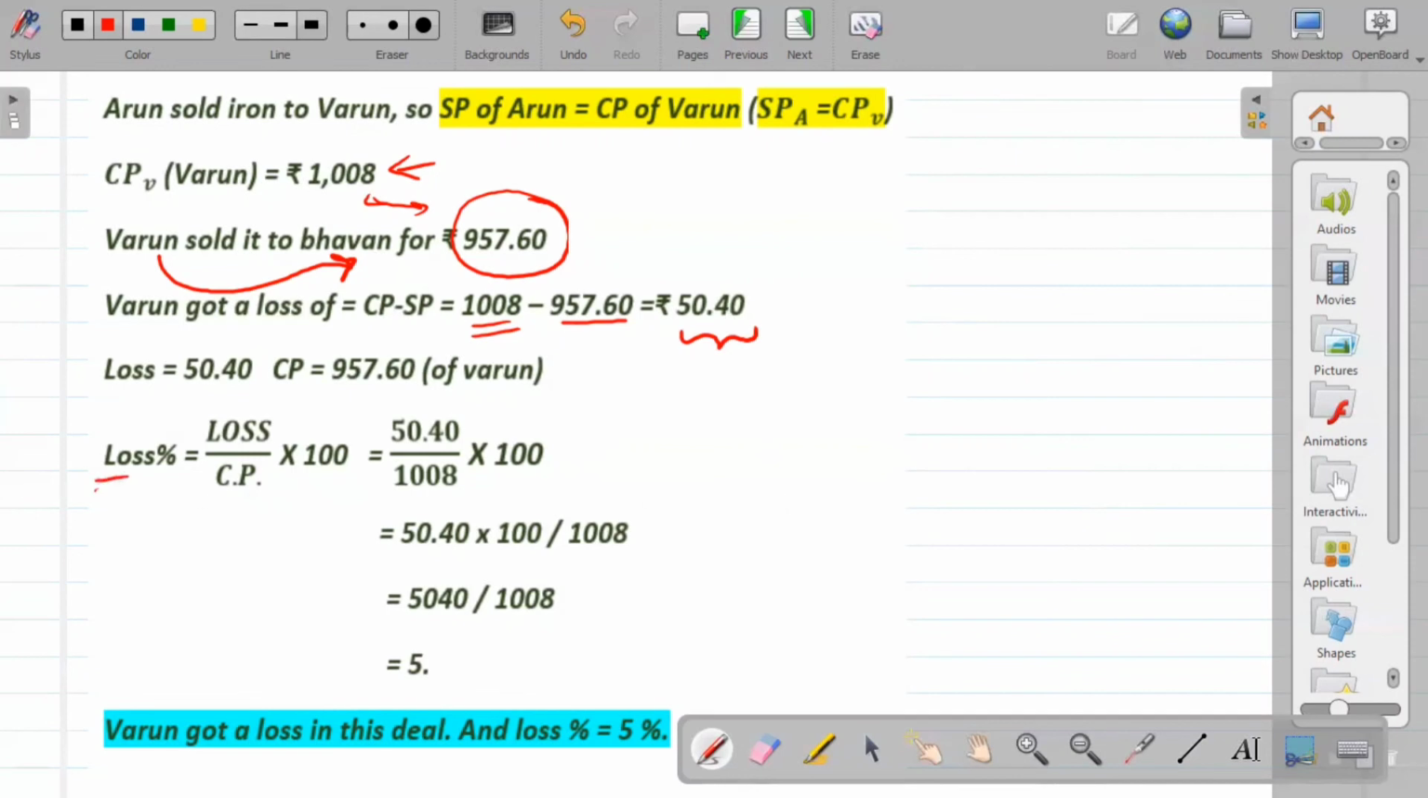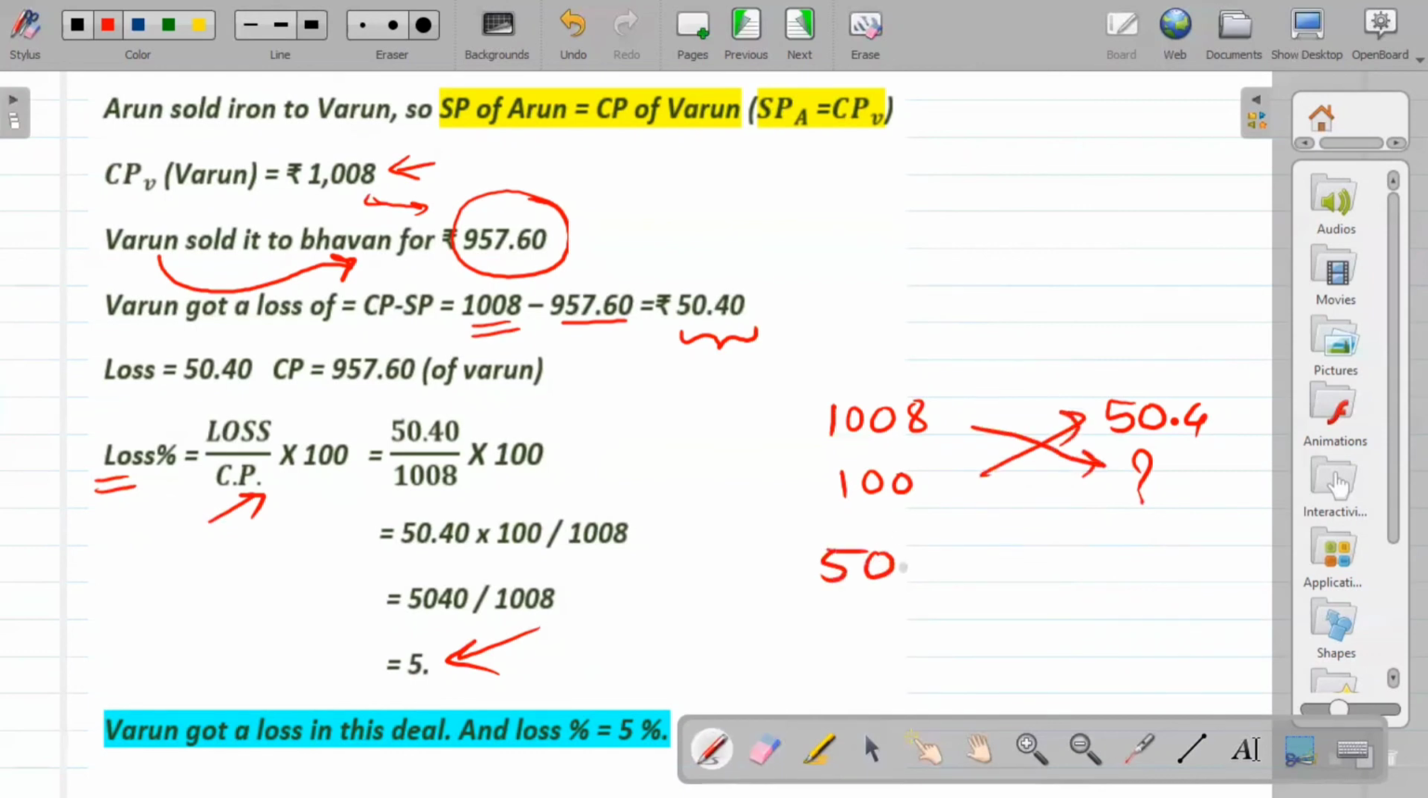Now for calculating loss percentage, you can put the values into the formula and you can get the percentage, or you can go with the same logic also. On 1008 rupees, he is getting 50.4 rupees as a loss. Then on 100, how much loss he will get? So you can do the cross multiplication here. That will give you the same answer. That is 50.4 multiplied by 100 divided by 1008. If you do the calculation, the same answer you will get, that is 5%.